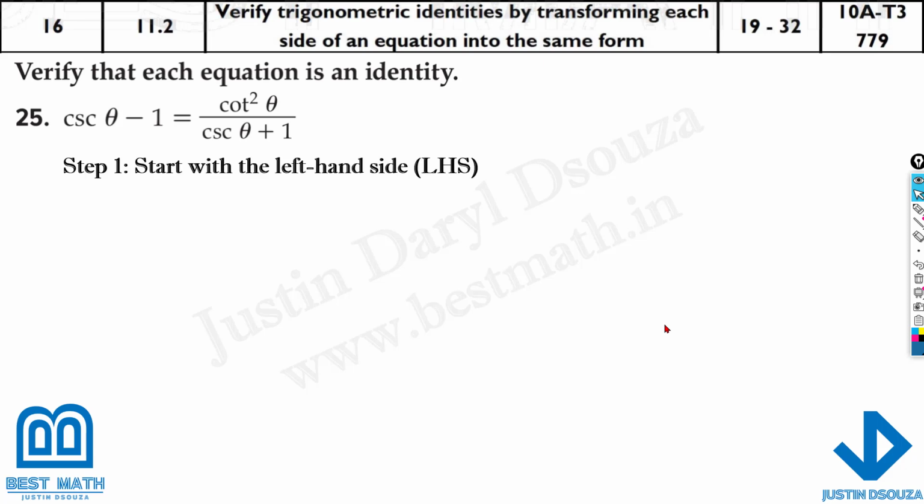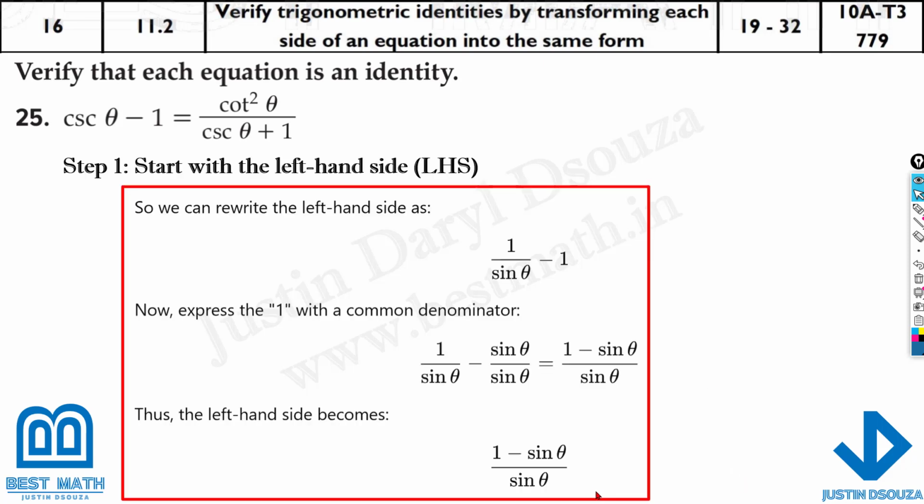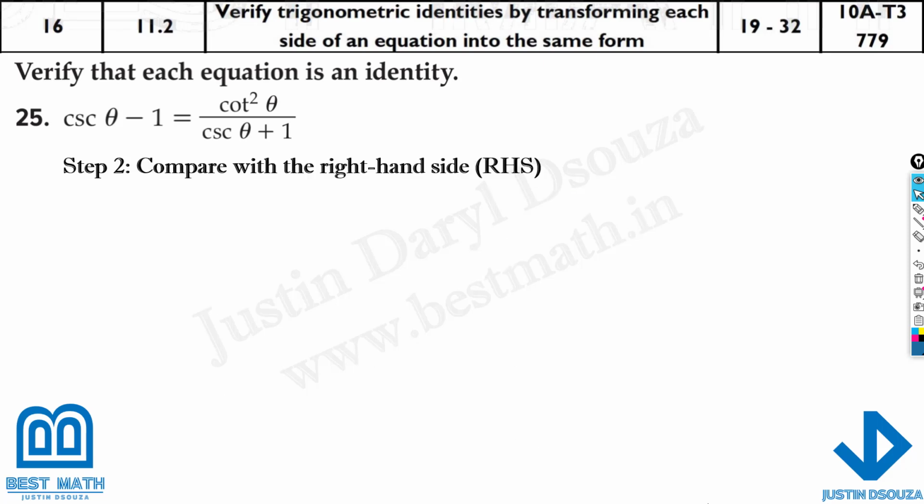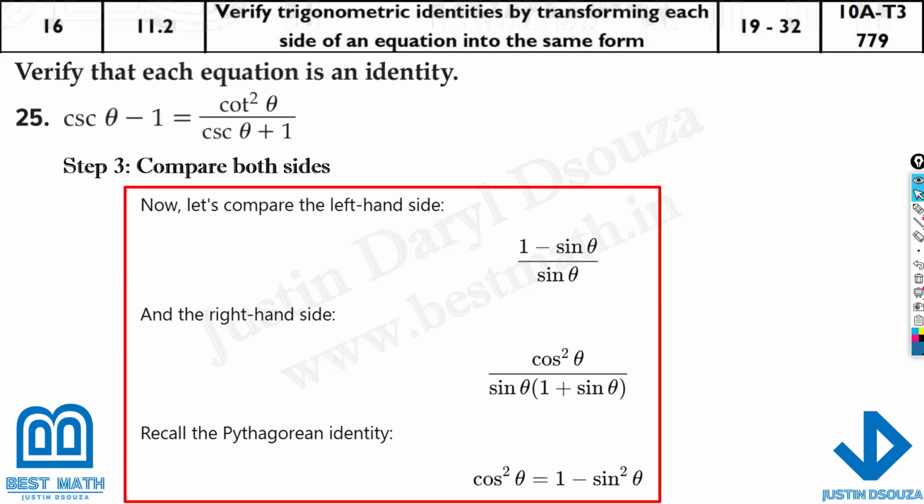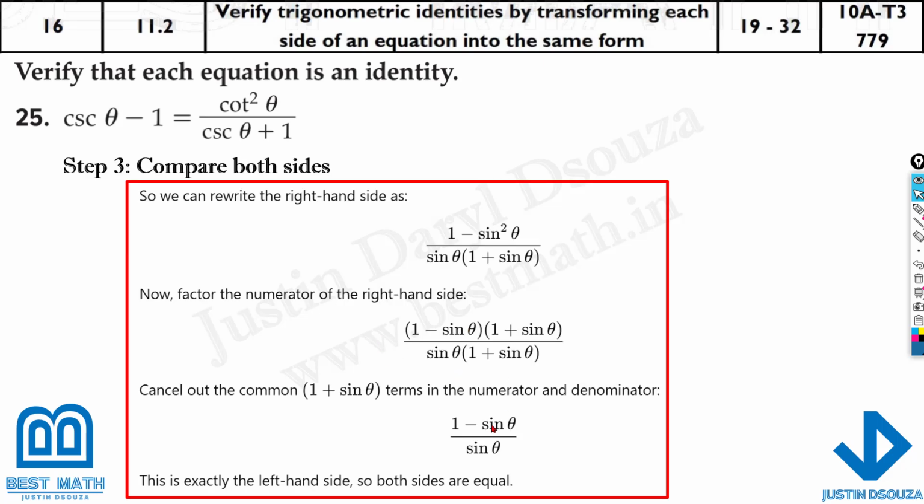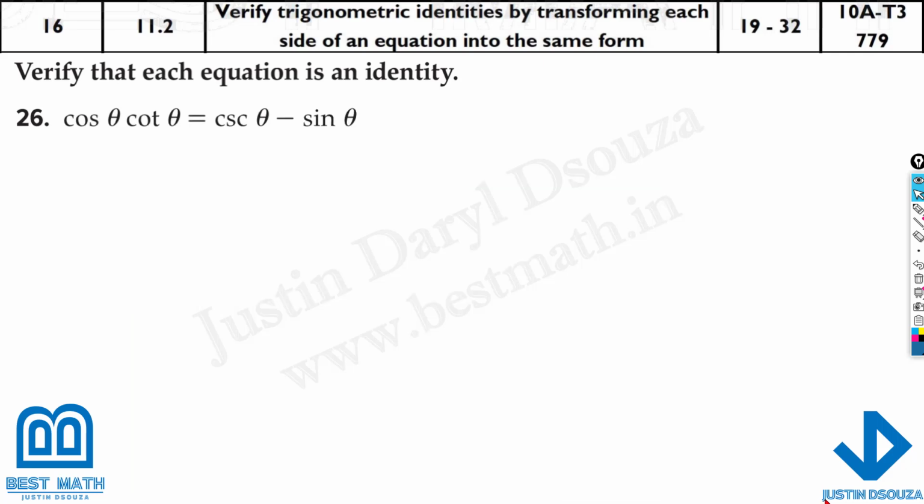And here you can see, here also they have gone with sine and cosine. And then compare both the sides. So here, that's the answers. Okay, it's again long. And we will look over here, comparing both the sides. Finally, they got both the sides as equal, and that's why that is an identity.